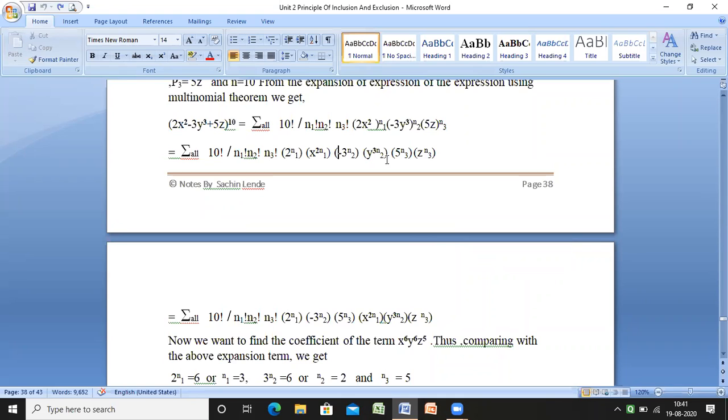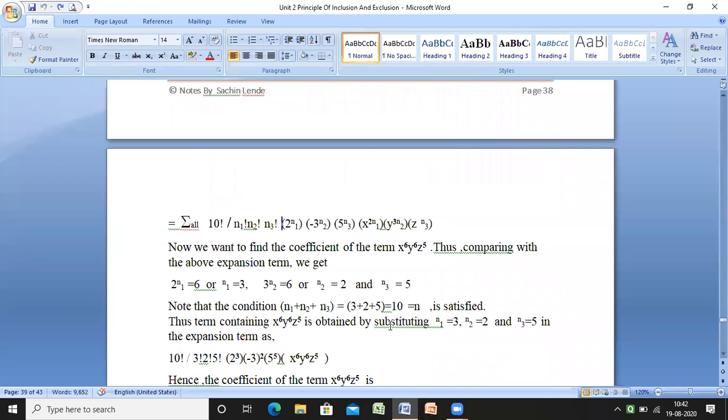So 2, minus 3 and 5, we combine together over here. Similarly for the next step, 2 and 1, minus 3 and 2, and 5 and 3. And all these x, y, z are separated from those numerals: x to the power 2n1, y to the power 3n2, and z to the power n3. Now we have to find out the coefficient for this. We have to find x to the power 6, y to the power 6, and z to the power 5.